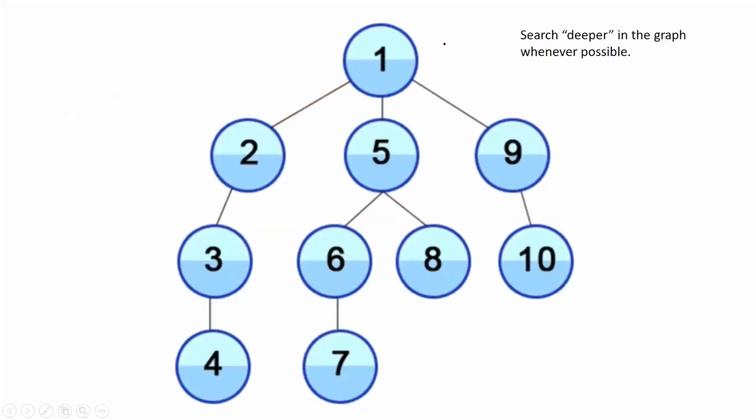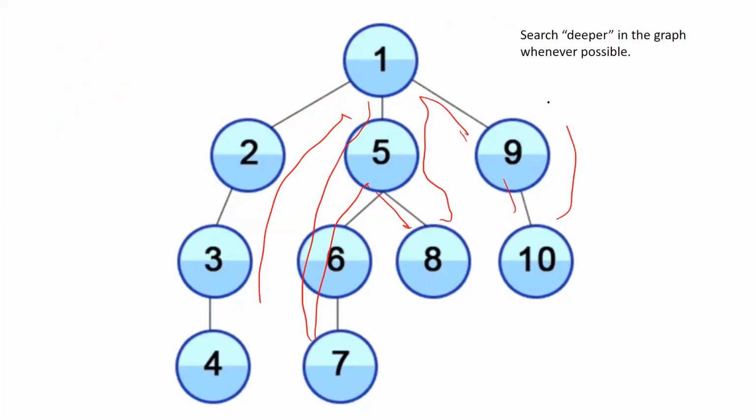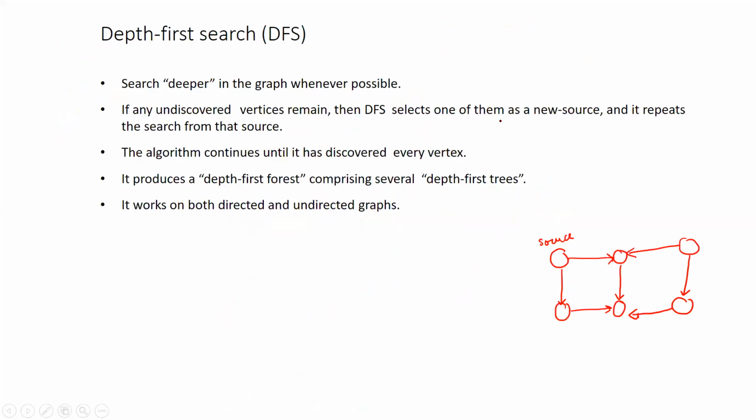In this manner, it will go deeper to one side of the graph until everything is explored, like this: 1, 2, 3, 4, then backtracking, then 5, 6, 7, 8, then backtracking, then ninth and 10th, and then backtracking back to the 1. So this is the way your DFS traversal works. It goes deeper into the graph, and if undiscovered vertices remain, DFS selects one.